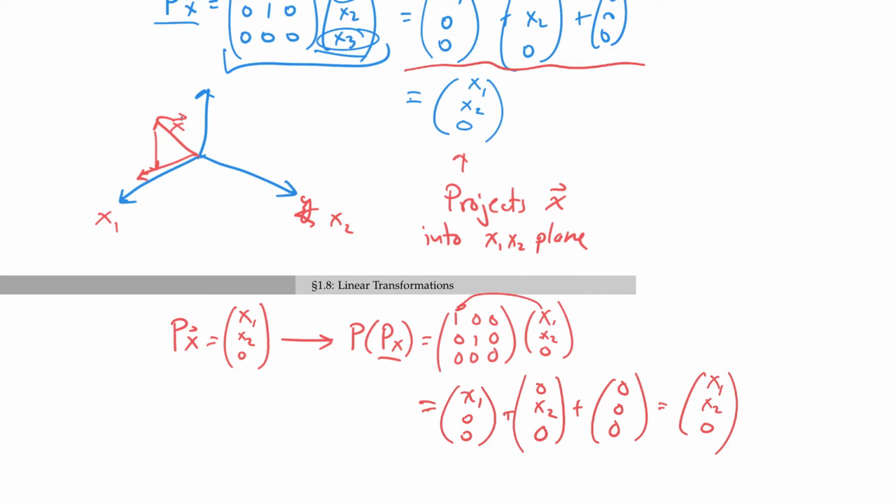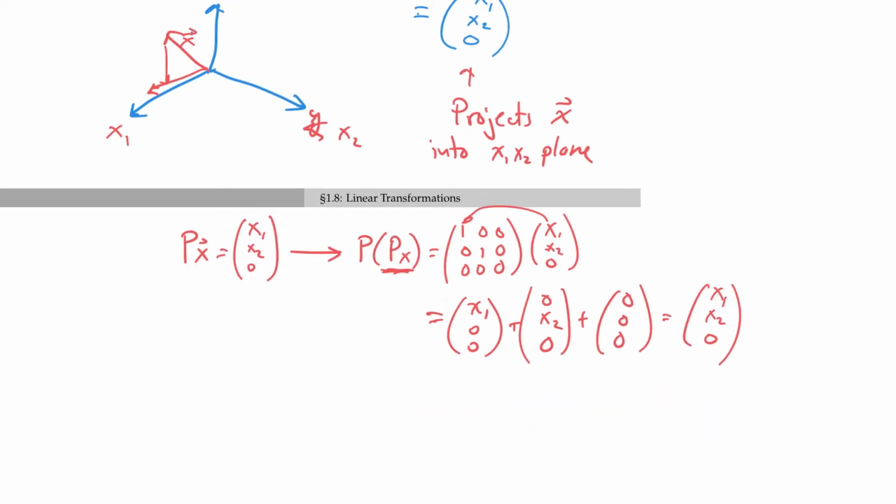So what does P squared do? Or what does P do to the image of x under P? It does nothing. So think about that geometrically. It's common sense. I have some vector here. I project it down to the x1, x2 plane. If I already have this vector sitting in the x1, x2 plane, and I project it again, is it going to go anywhere? Absolutely not.